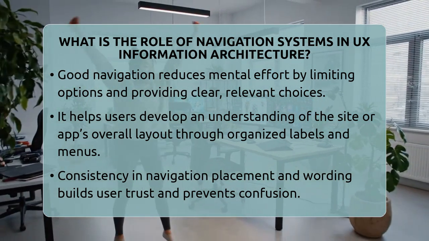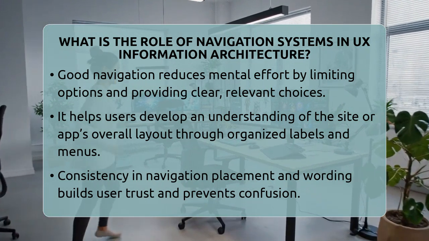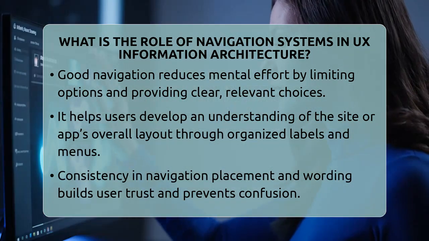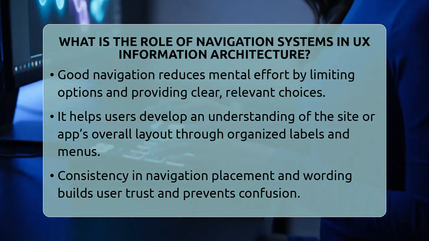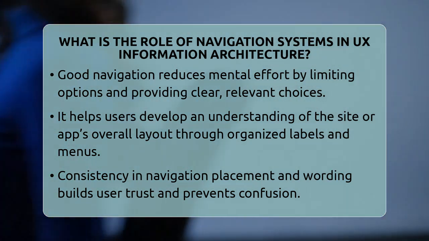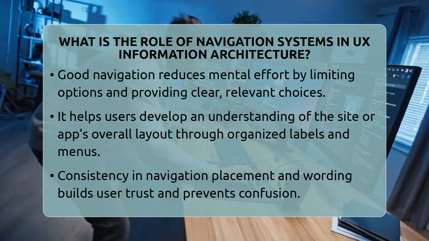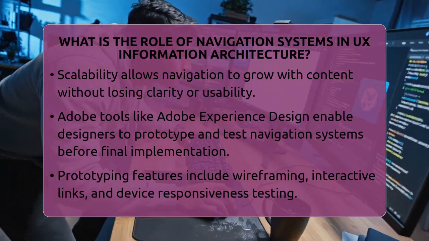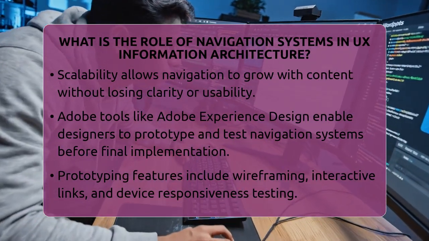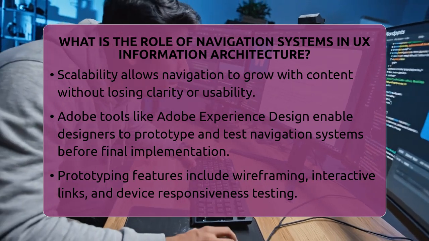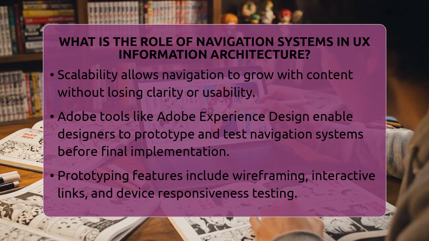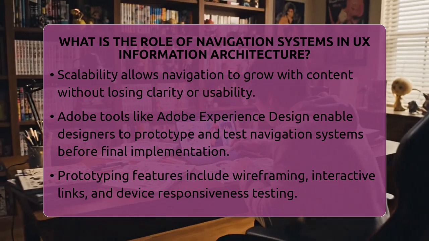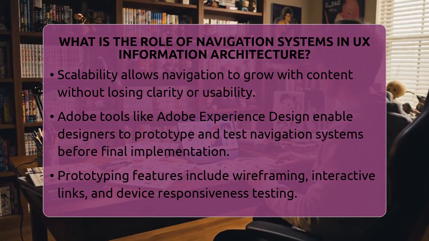Consistency is key in navigation. When menus stay in the same place and use the same words, users trust the system. If navigation changes unexpectedly, confusion can happen. Keeping navigation predictable builds confidence and reduces mistakes. Scalability is another important factor. As content grows, navigation should adapt without breaking. A well-planned system can add new sections or features smoothly, without confusing users.